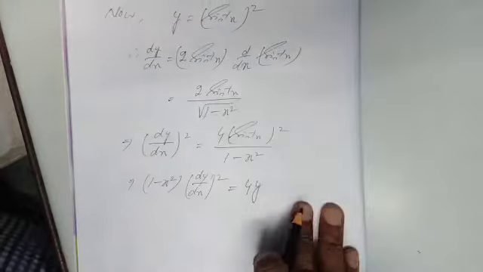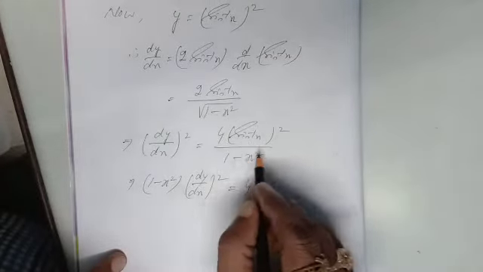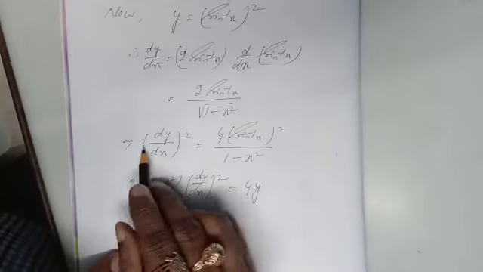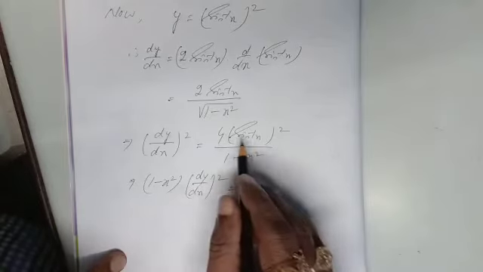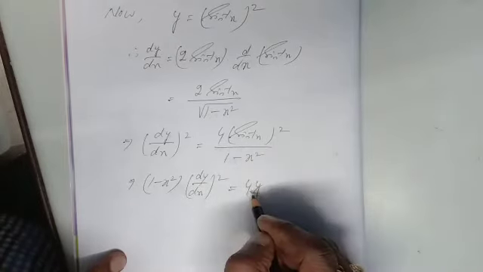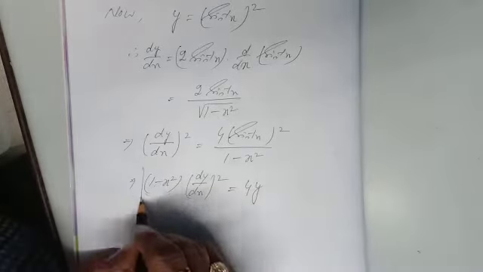Just see, after squaring both sides, this 1 minus x square is multiplied on this side. So 1 minus x square into dy by dx whole square is 4 sin inverse x whole square. And sin inverse x whole square is nothing but y. That means it equals 4y. You are getting this one.